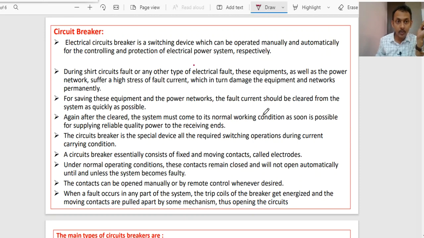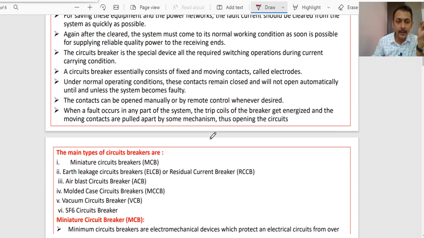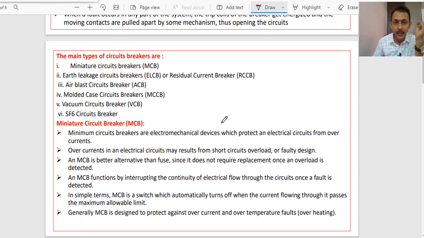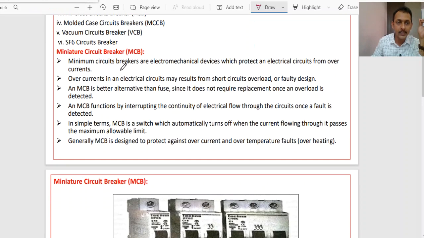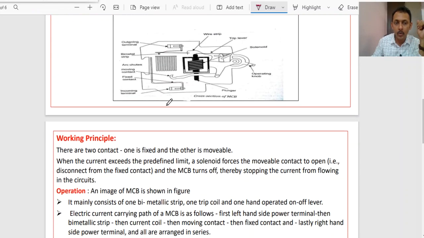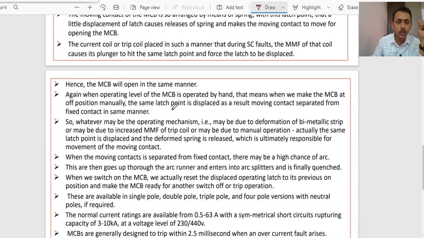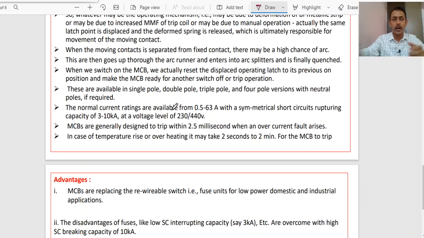In this video, we are going to discuss the circuit breaker and the main types of circuit breakers, like MCB (miniature circuit breaker), earth leakage circuit breaker (ELCB), air blast circuit breaker, molded case circuit breaker (MCCB), vacuum circuit breaker and SF6 circuit breaker. And also in detail we will discuss the miniature circuit breaker MCB: its diagram, working principle, operation, and also the advantages we have with respect to the MCB.